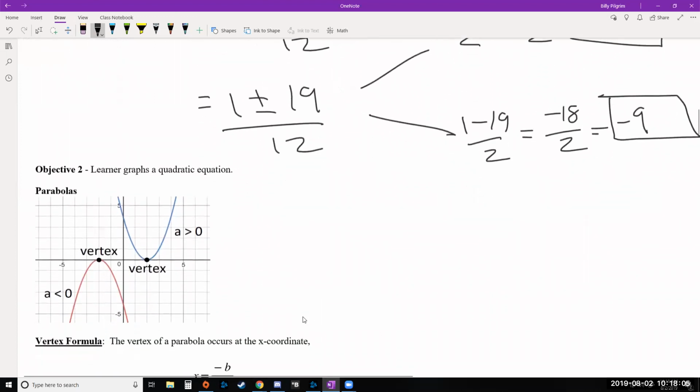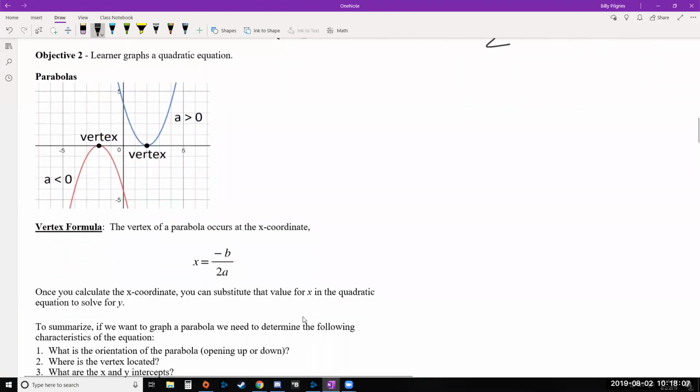Next, we're going to talk about the graphs of a quadratic equation. And the graph of a quadratic equation we call a parabola. There's two flavors here. The blue one is a parabola opening upwards. The red one, a parabola opening downwards.